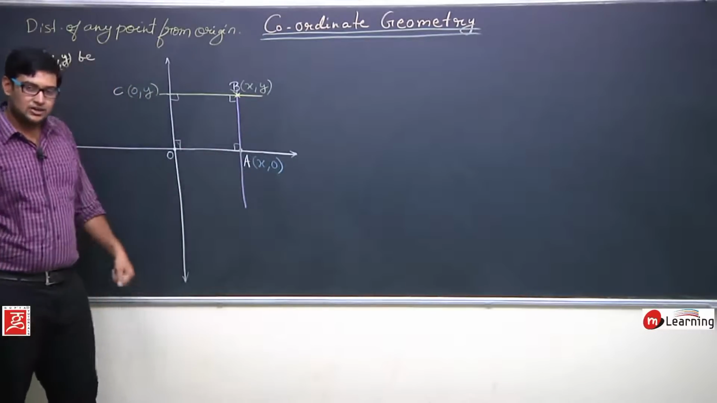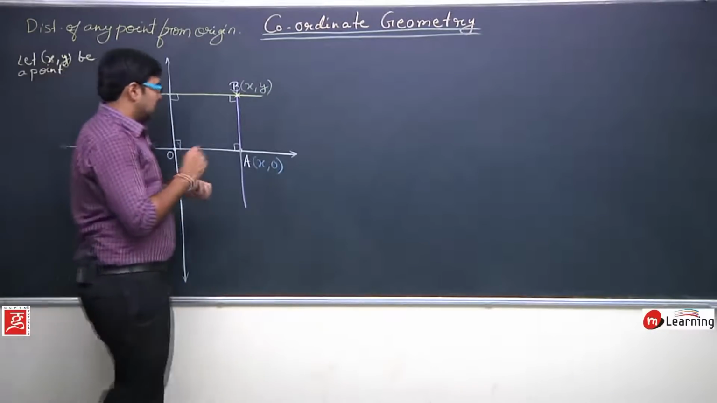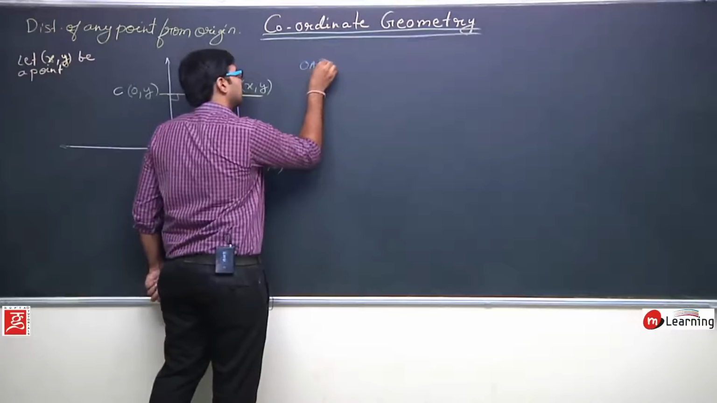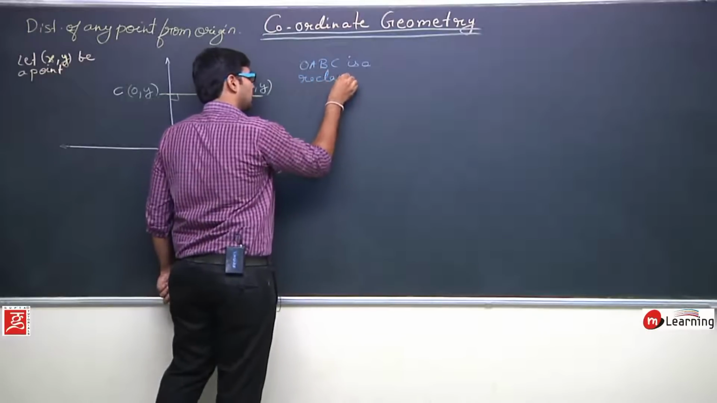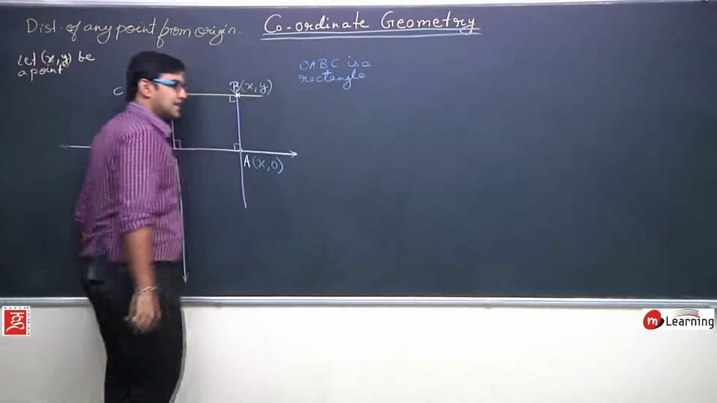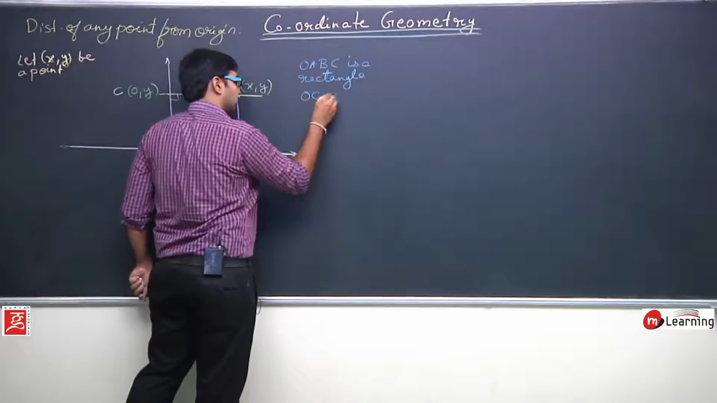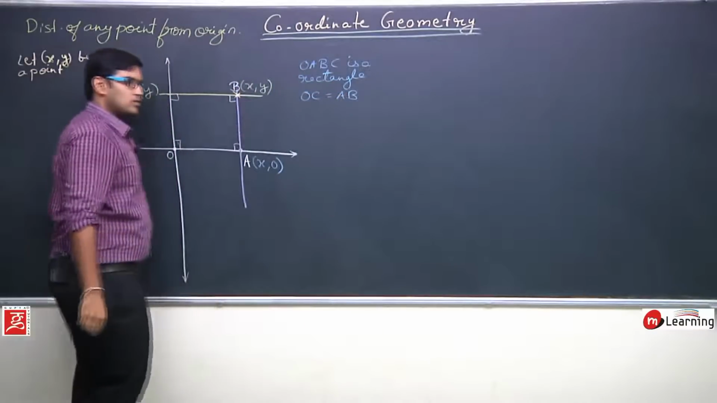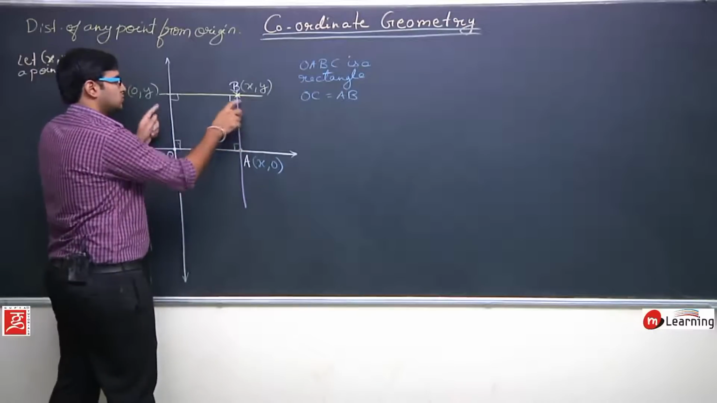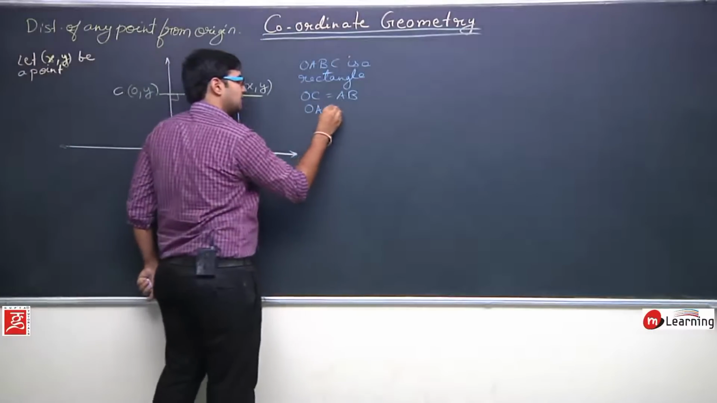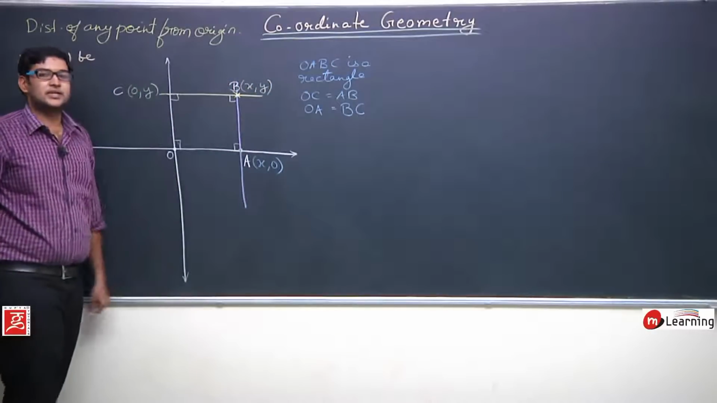So for this rectangle, let us write this, OABC is a rectangle, and in this rectangle you will have OC is equal to AB. Okay, OC is equal to AB, and you will have OA is equal to BC. So OA is equal to BC. This is OA and this is BC.